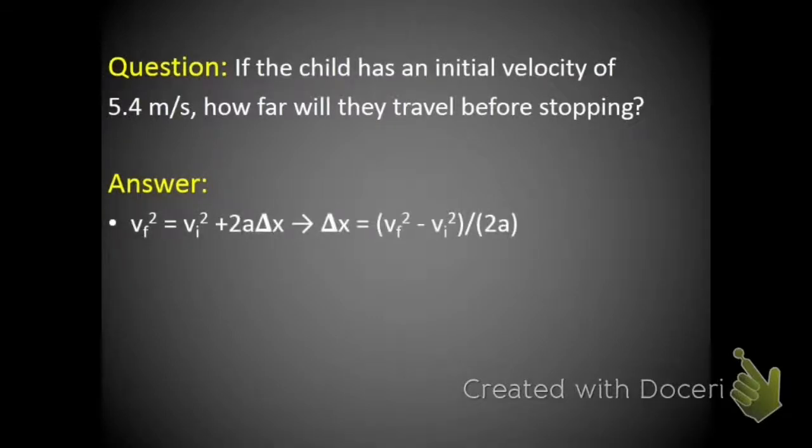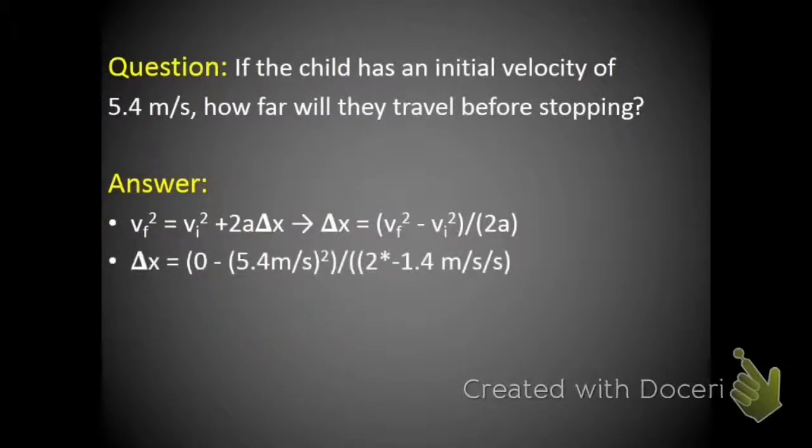To answer this, we're going to use a kinematic equation. We know the initial velocity and the final velocity, right? They're going to be going 5.4 to begin, and they're going to come to a stop. We know the acceleration from the previous question, and now all we need to do is plug in those numbers to find how far they will travel before stopping. So I plug in my numbers, simplify, and I know how far they will travel before they stop.